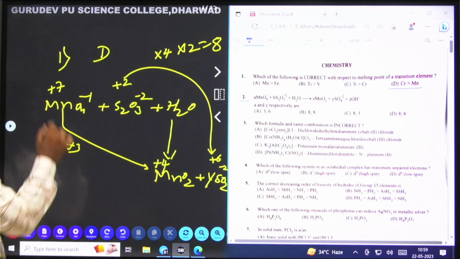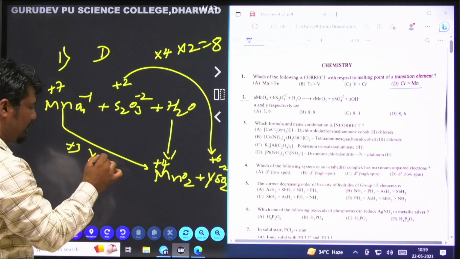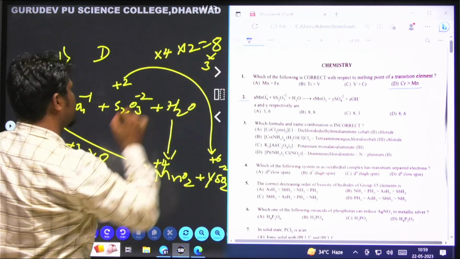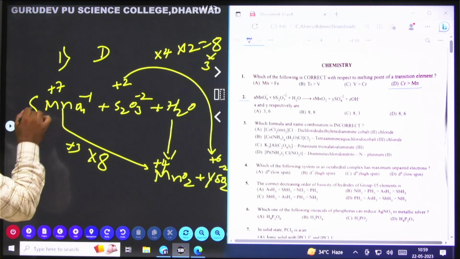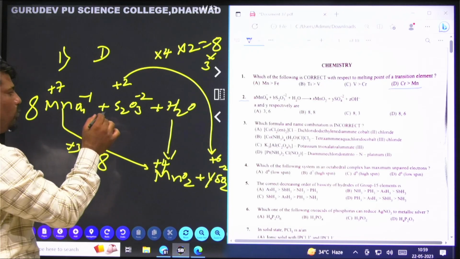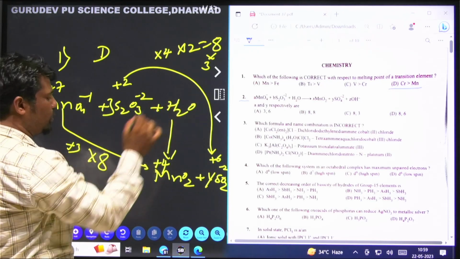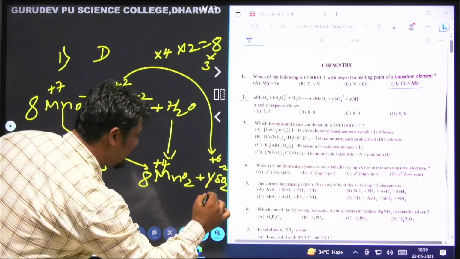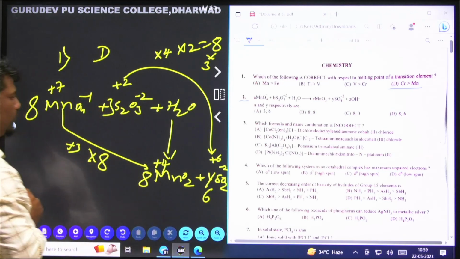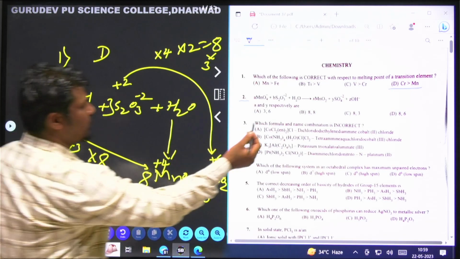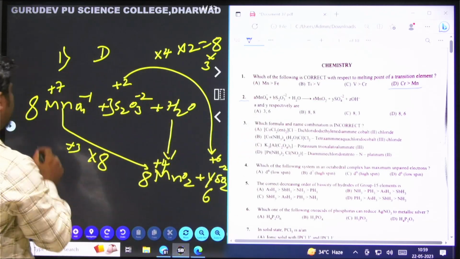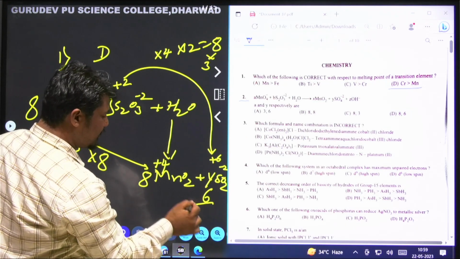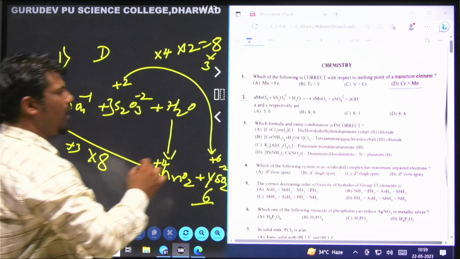So for balancing the reaction, MnO4 is multiplied by 8 and sulfur is multiplied by 3. As a result, for balancing, I am going to write 8 MnO4 combined with 3 S2O3 with H2O will give 8 MnO2 plus 6 SO2. The question asks, what is the value of A and Y? So A is 8 and Y is 6. So the option is D.